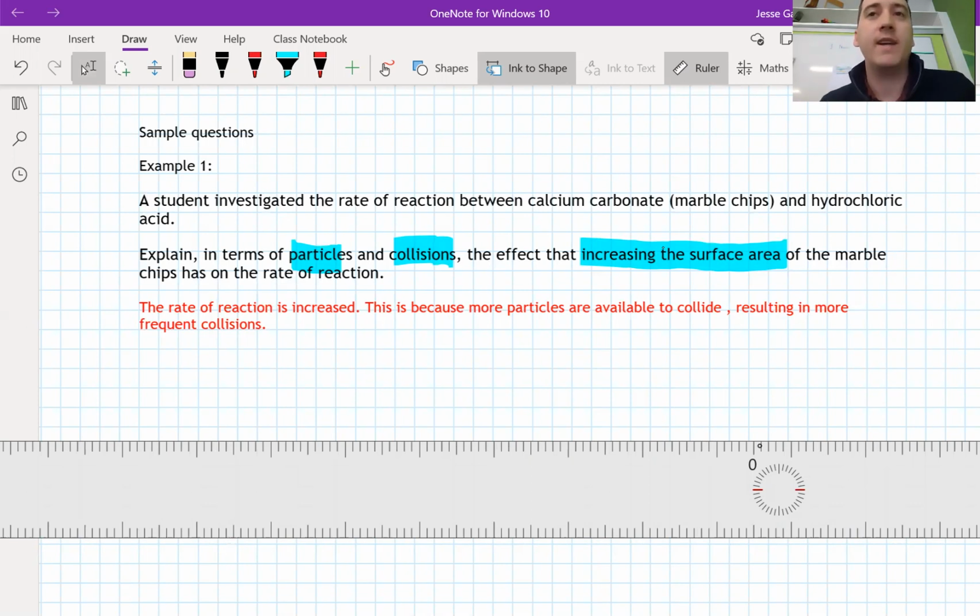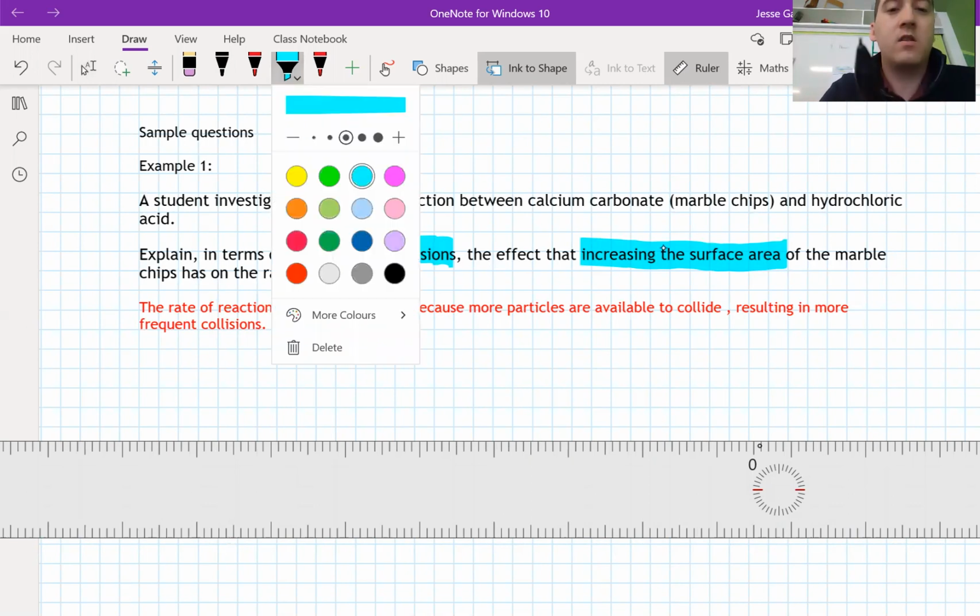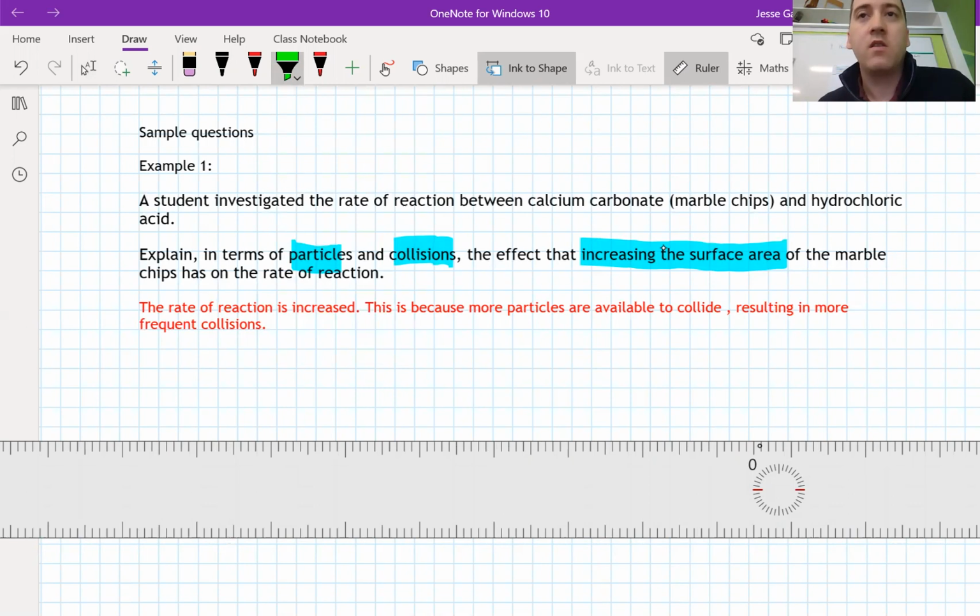Is it a good answer, and why is it a good answer? Well, first of all, I would say it is a good answer. So you've read it there yourself. Why is it a good answer? It's a very good answer because it talks about this here, which I've told you how important that is, to talk about frequent collisions. Okay, so I'm going to read the answer. The rate of reaction is increased. This is because more particles are available to collide, resulting in more frequent collisions.